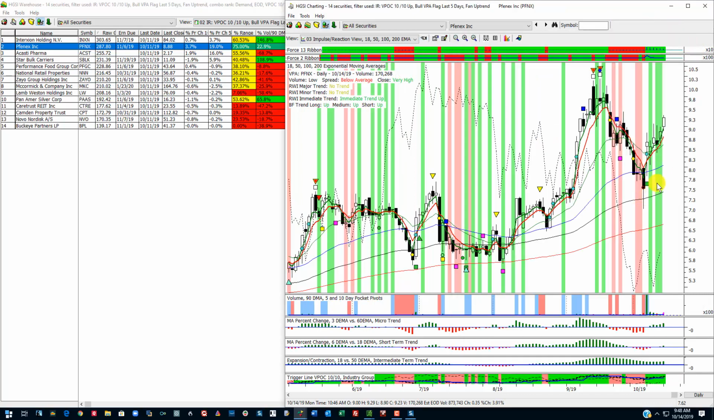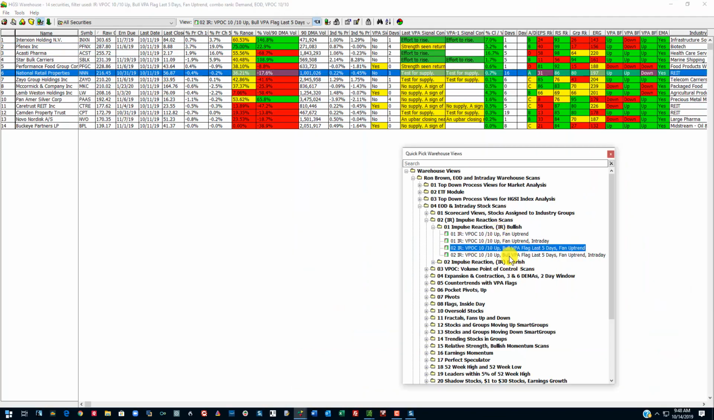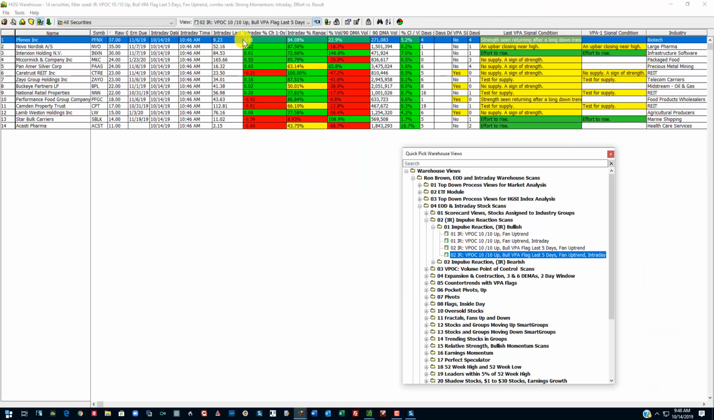I'll bring that up again. And this right here, strength seen returning after a downtrend, and then there's an effort to rise also, both of them on here. So this was a sharp pullback, and then the VPA flags were coming in to indicate that there was some demand. Once again, this is the end of day version. This is the intraday version.